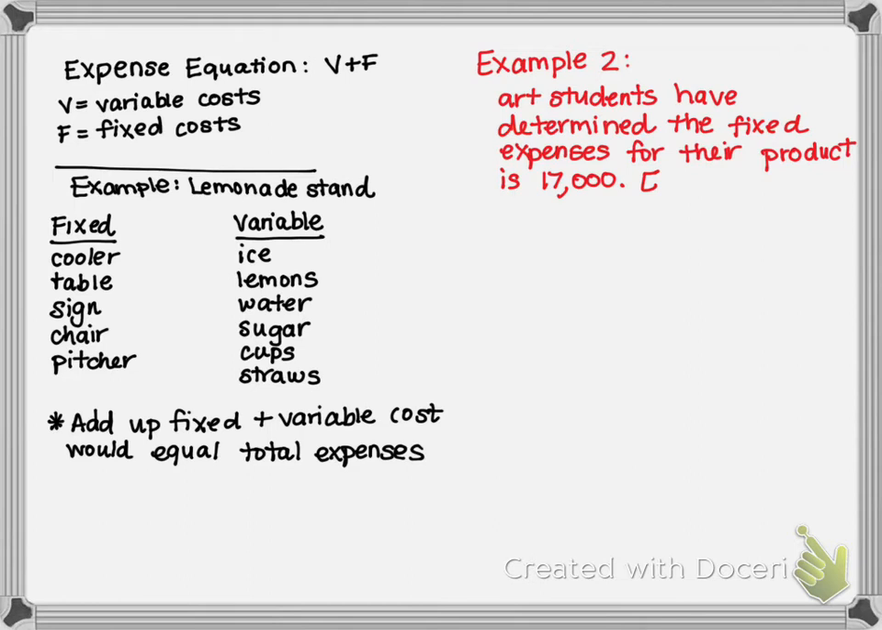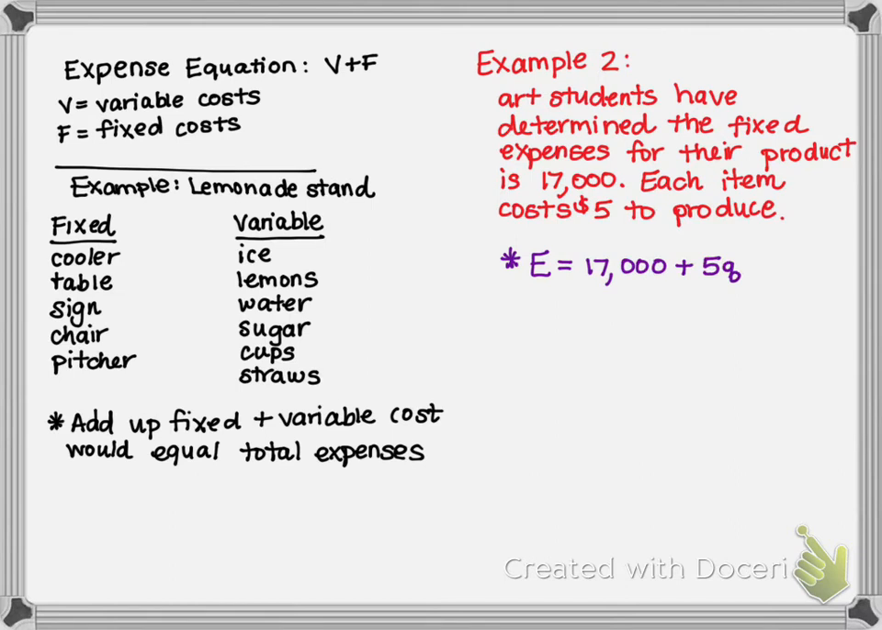So whatever they need, so maybe it would be easels, paint, maybe a room, the easel, the paintbrushes, or things like that that would be fixed, a one-time deal, is going to cost them $17,000. And then each item will cost an additional $5 to produce it. What that means is that we might have to buy a little bit more paint each time, or we might have to buy a little bit more paper or canvases or things like that. But they've determined that it's going to cost them $5 more to produce each individual product that they're selling.